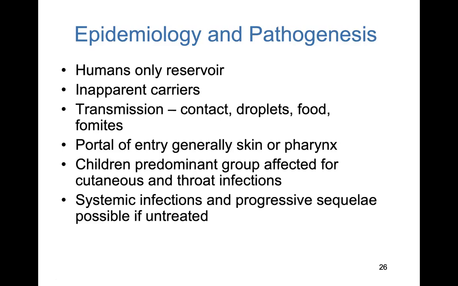And if you have children or nieces or nephews or whatever, children are a predominant group affected for cutaneous and throat infections. Kids have strep throat, right? Systemic infections and progressive sequelae are possible if untreated. So this is another one that we want to treat because our body is going to make antibodies. And when we saw that capsule, I said your body's going to make antibodies to it. And sometimes these antibodies will look just like other parts of your body, and the antibodies you made to this will start attacking your own tissues, and that's not a good thing.